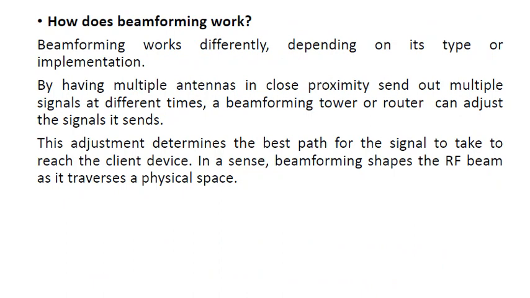How does beamforming work? Beamforming works differently depending on its type or implementation. By having multiple antennas in close proximity send out multiple signals at different times, a beamforming tower or router can adjust the signal it sent. This adjustment determines the best path for the signal to take to reach the client device. In a sense, beamforming shapes the RF beam as it traverses a physical space.